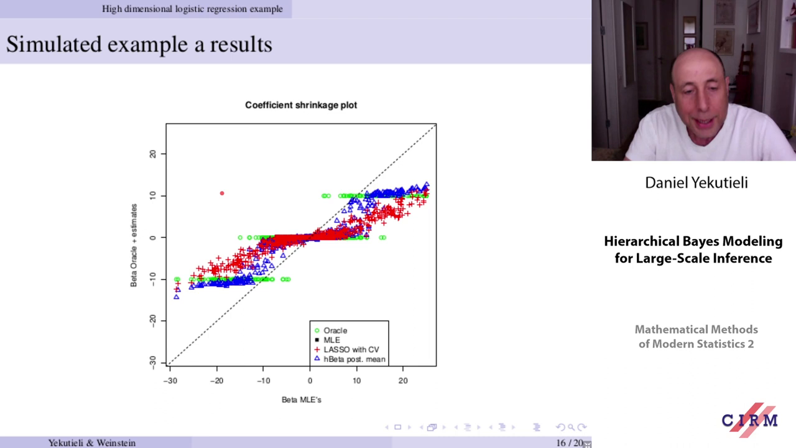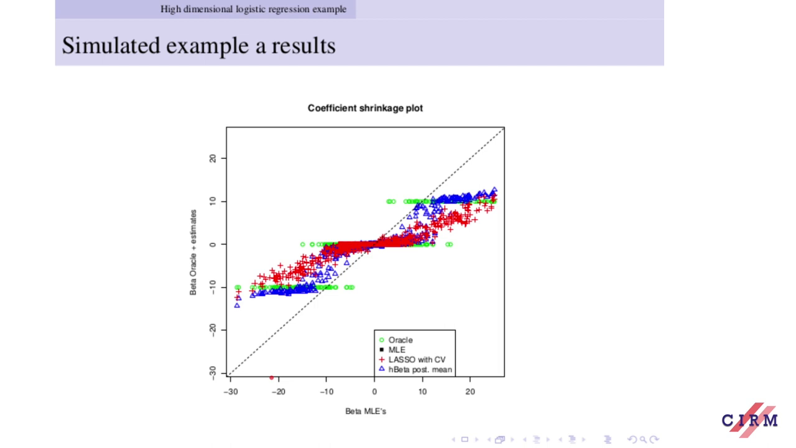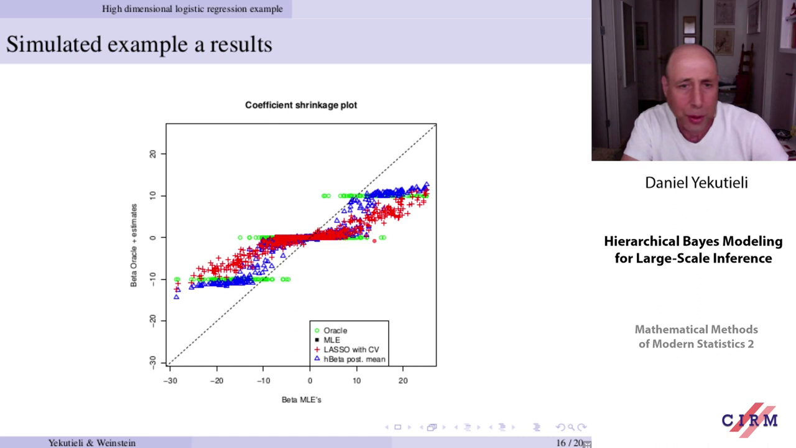This is how a shrinkage plot would look. On the x-axis, we have the actual MLEs. The green dots are, for each MLE, the actual value of the parameter. So all these MLEs correspond to cases in which the actual value of beta was minus 10. And these observations are the actual MLEs and beta values for the parameter values which were actually zero, sorry, and these are for those that are plus 10.